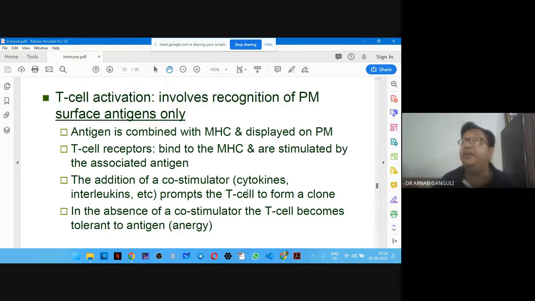But even so, the immune system has this T cell mechanism, and it can recognize cancerous cells. Cancer cells have something different, some cell surface markers, and a response is built against that. In the absence of a co-stimulator, the T cell becomes tolerant to the antigen. This is a very, very bad thing. If interleukins, the co-stimulators, are not there, the T cell will not bind. That T cell will become tolerant to that antigen, and this is known as anergy.